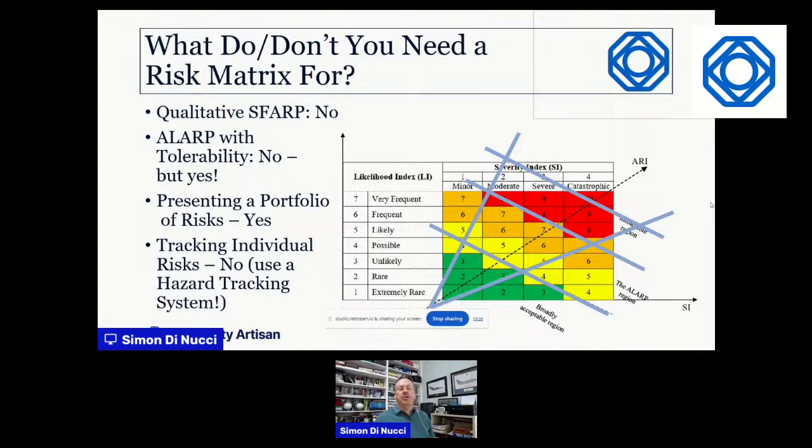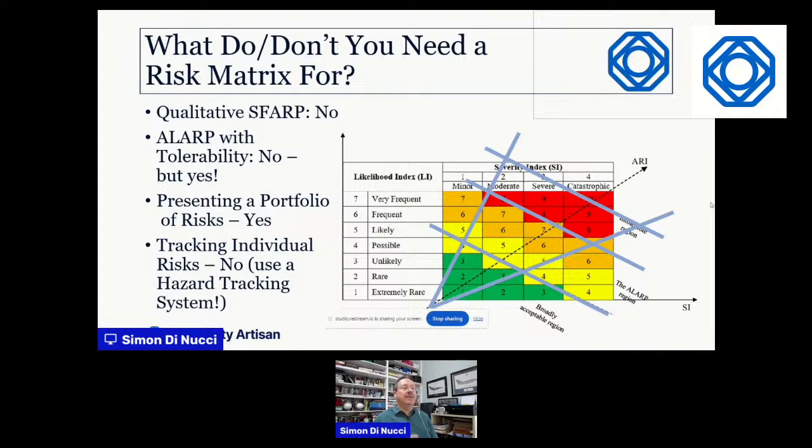So what do or don't we need a risk matrix for? So there's quite a lot of no answers on here. So first of all, I live and work in Australia, and in Australia we've defined so far as is reasonably practicable, in general, in a purely qualitative way. Okay, I'll come back to that. So you don't need a risk matrix to declare SFARP, okay? Because your actual level of residual risk in Australia is almost irrelevant, in fact, to SFARP.